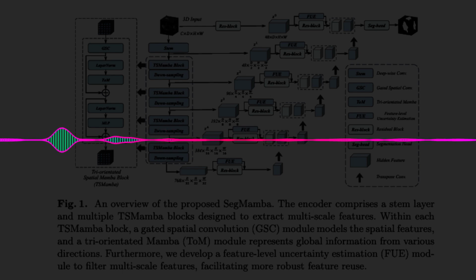Okay. The FUE module operates during the skip connections. That's where information from earlier, shallower layers is passed to later, deeper layers in the UNet structure. FUE tries to estimate the uncertainty or reliability of these skipped features. And then what? Does it filter them? It sort of weights them. It downweights features that the model estimates are uncertain and gives more emphasis to the reliable ones.